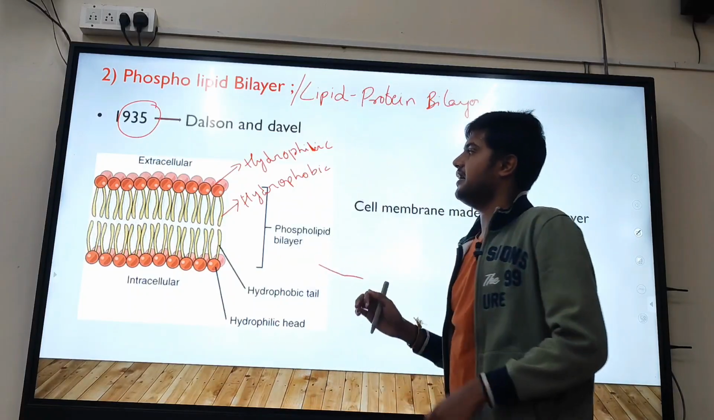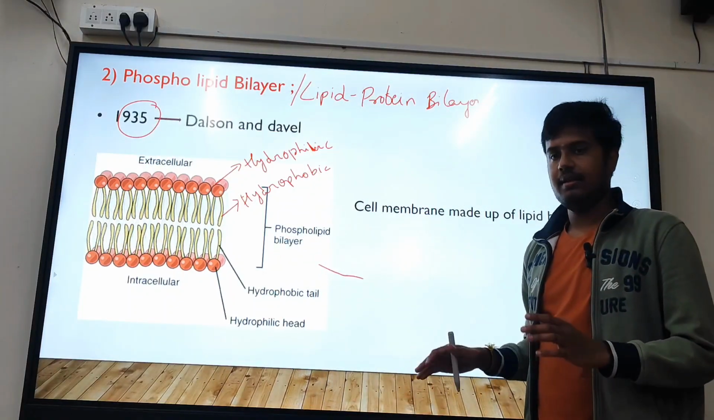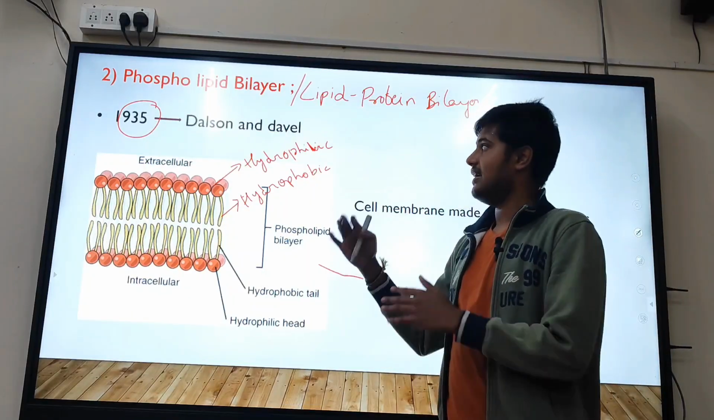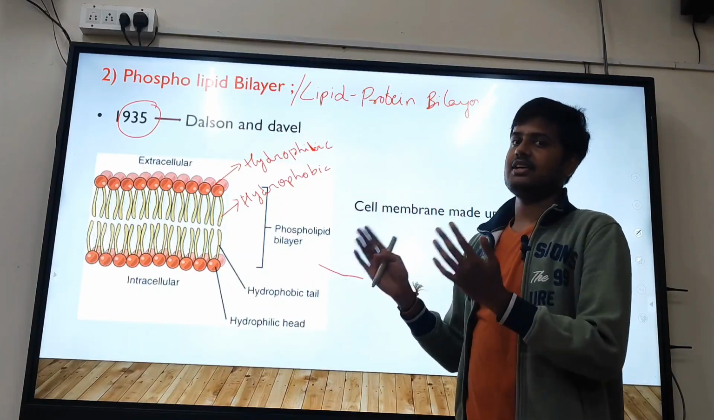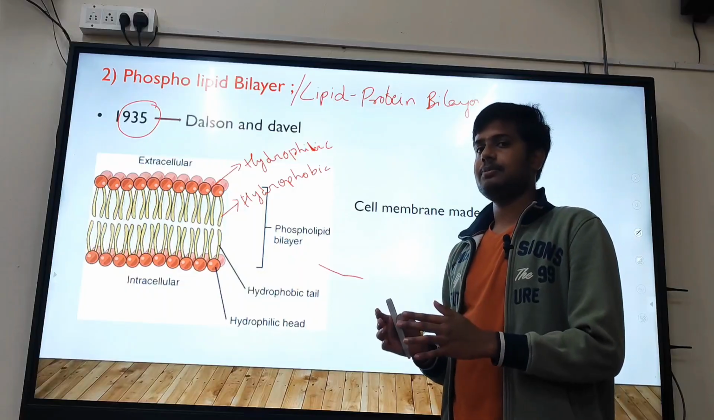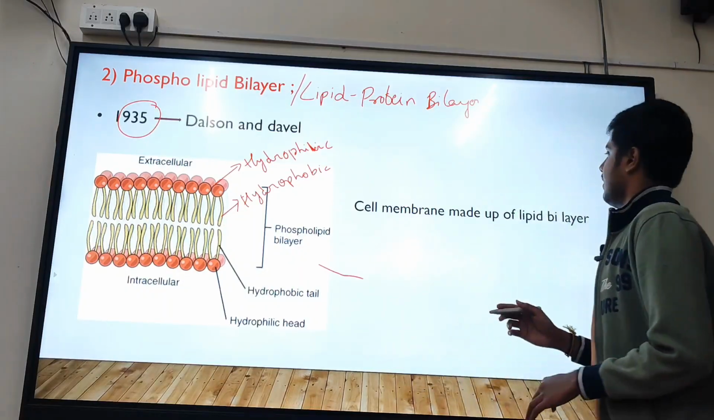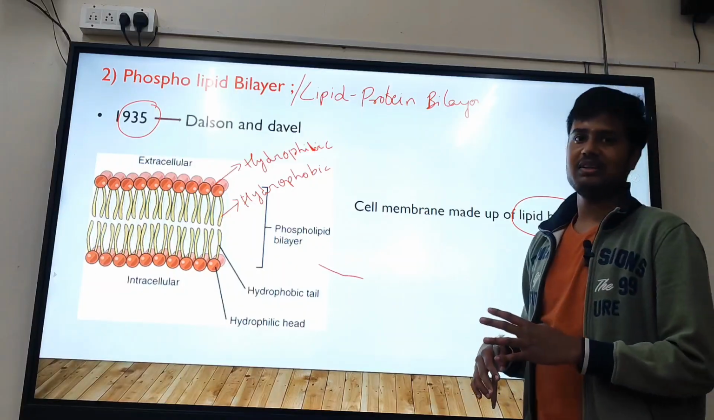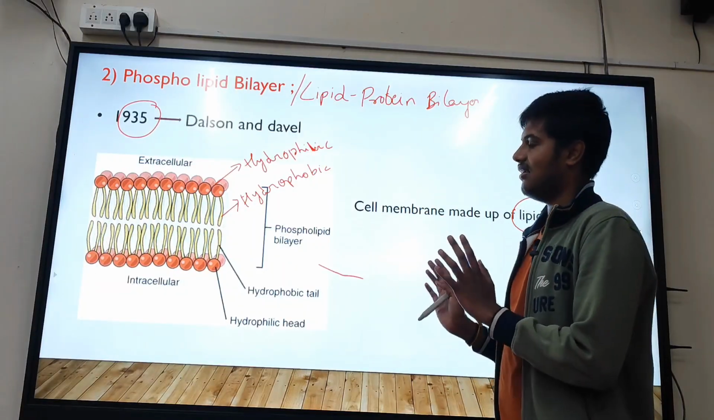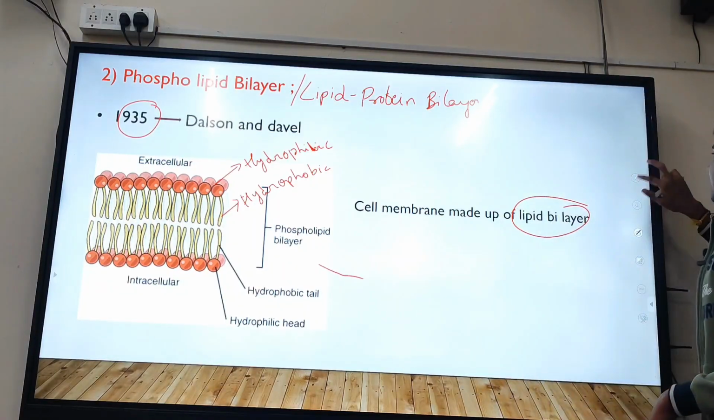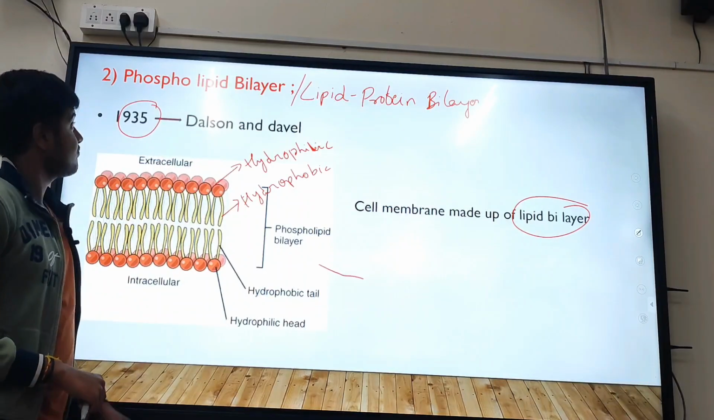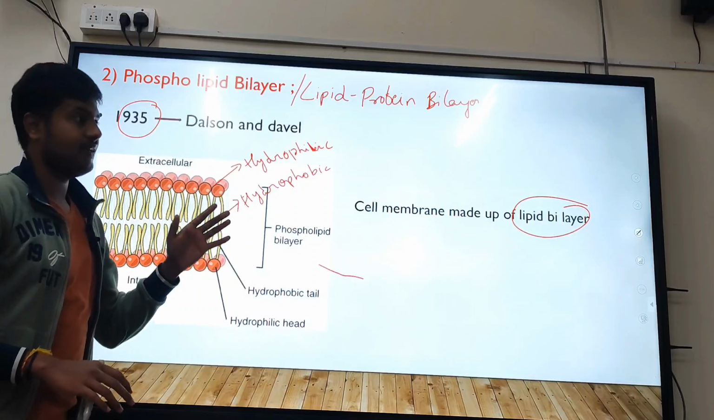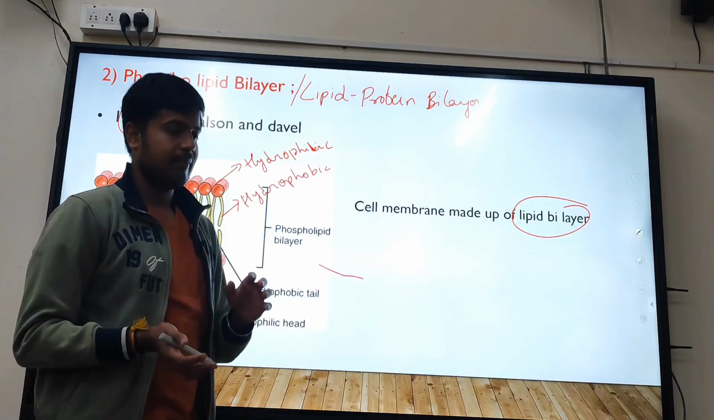It is nothing but the arrangement of the cell wall. It is arranged by the lipid bilayer, as explained by Danielli and Davson. The first one is the unit membrane, which was explained by Robertson. The cell membrane is made up of a lipid bilayer. As you know, this theory was also rejected. Then we come to the phospholipid bilayer.